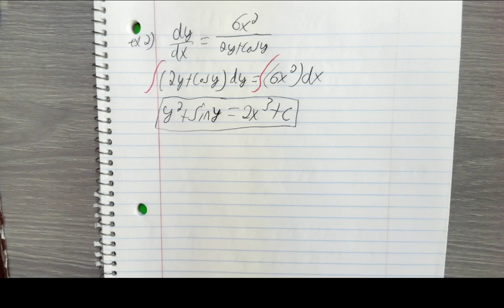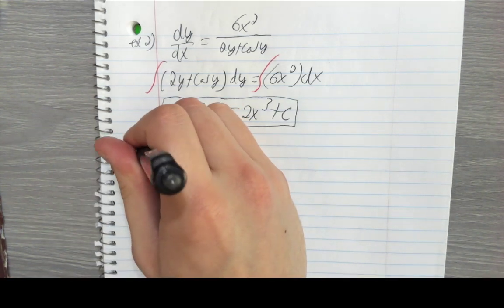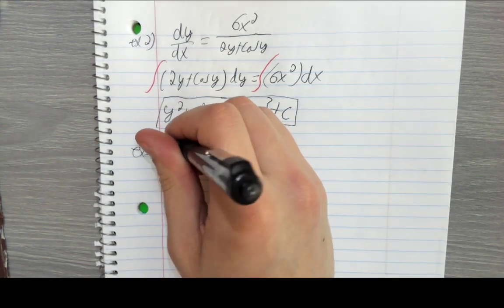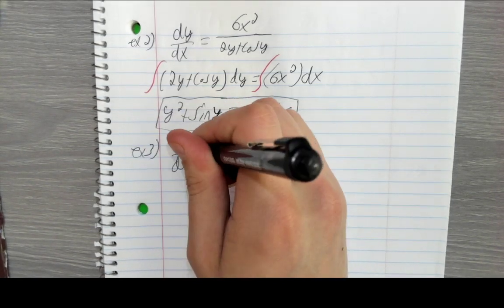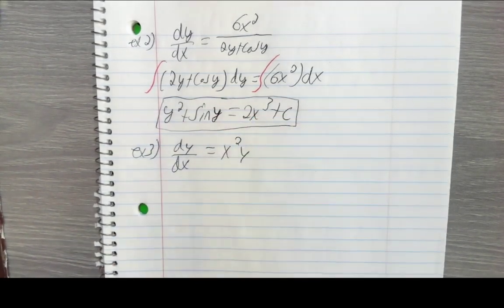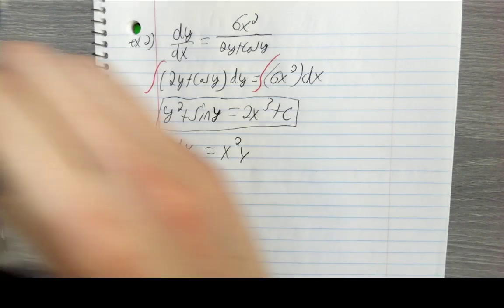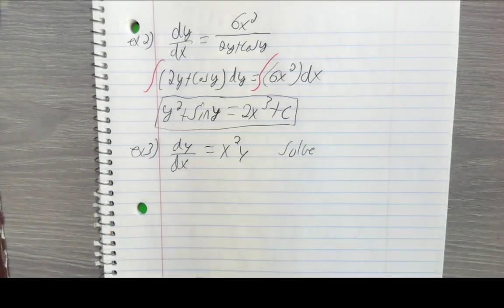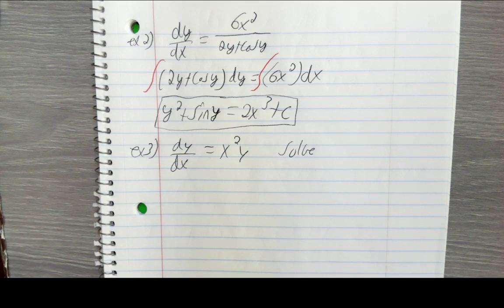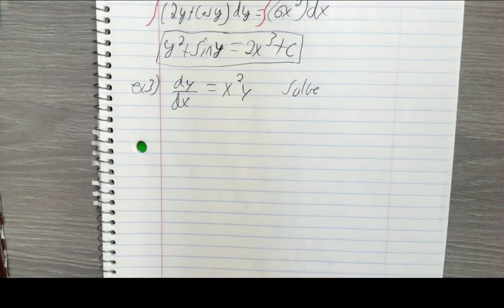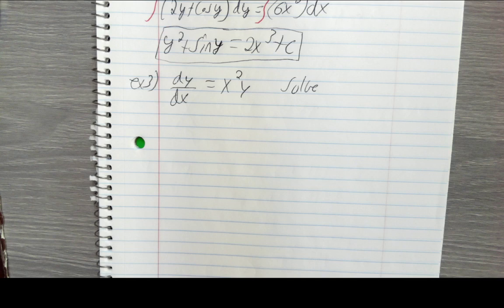Okay, let's look at another example. All right, so this is the other example. We want to solve this equation. Looks pretty harmless, but there is one difference between this one and the first two we did, and that's that there's no fraction. Right, there's no fraction. We have x squared times y, not x squared divided by y.